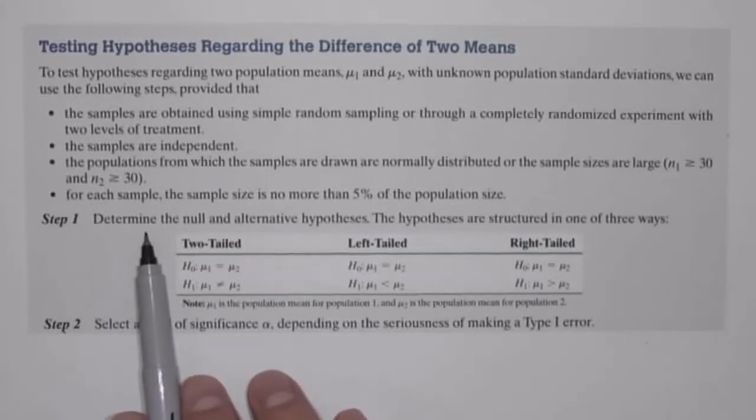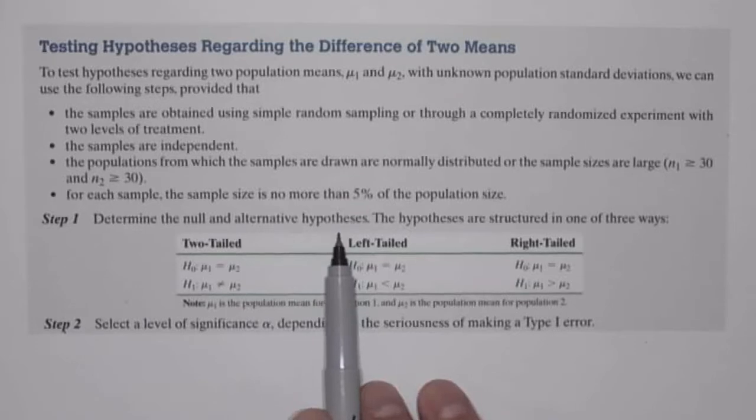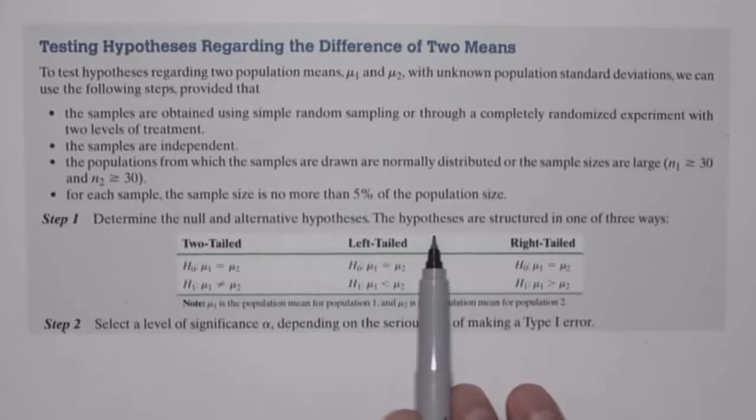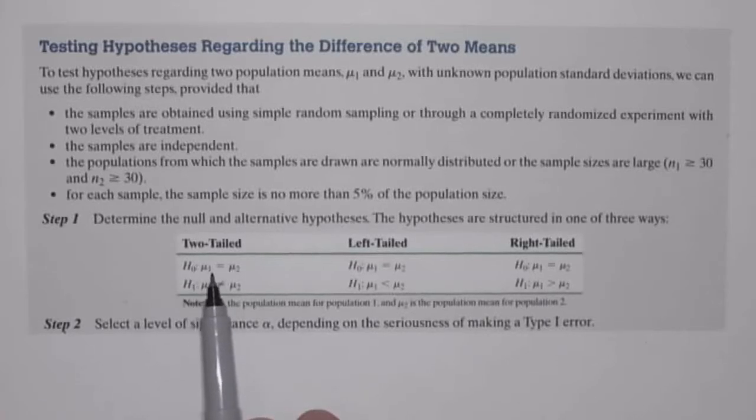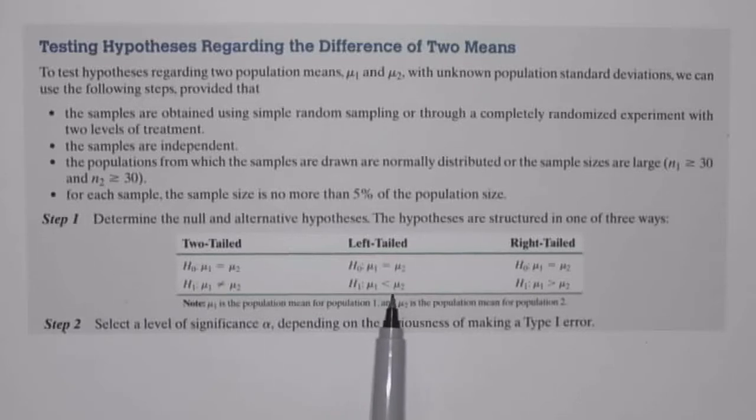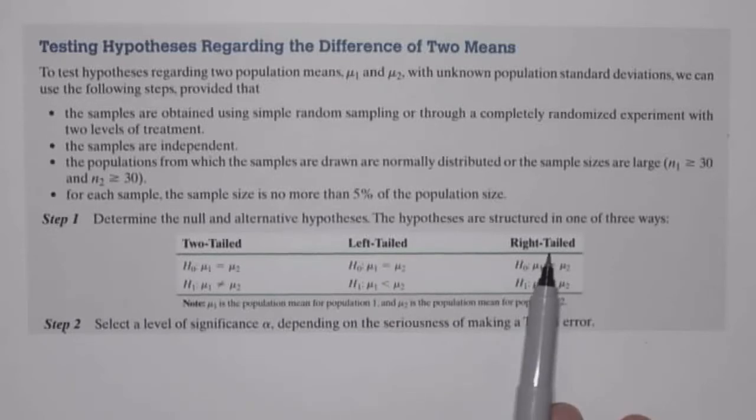So step 1, determine the null and alternative hypotheses. The hypotheses are structured in one of three ways. So the null hypothesis is that mu1 equals mu2, and then the alternative hypothesis will be that mu1 does not equal mu2. That'll lead to a two-tailed test. Mu1 is less than mu2. That'll lead to a left-tailed test. Or mu1 is greater than mu2. That leads to a right-tailed test.